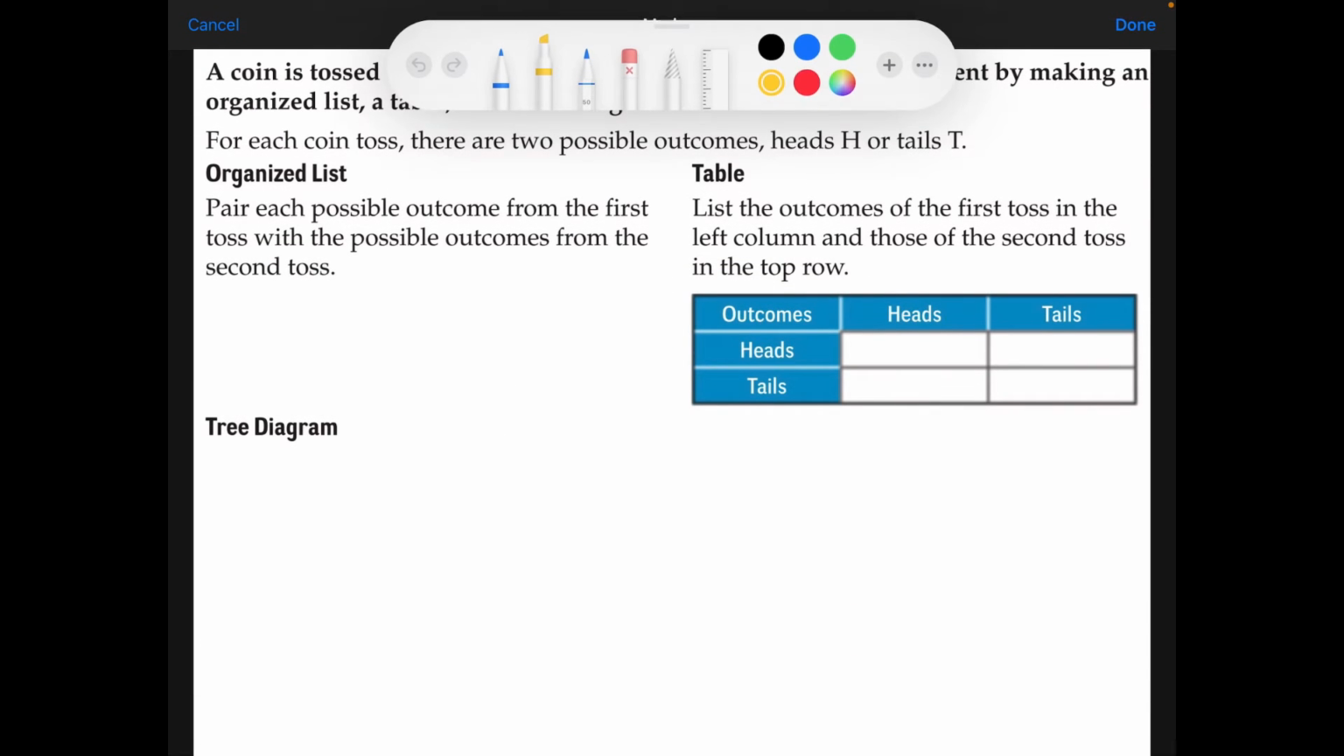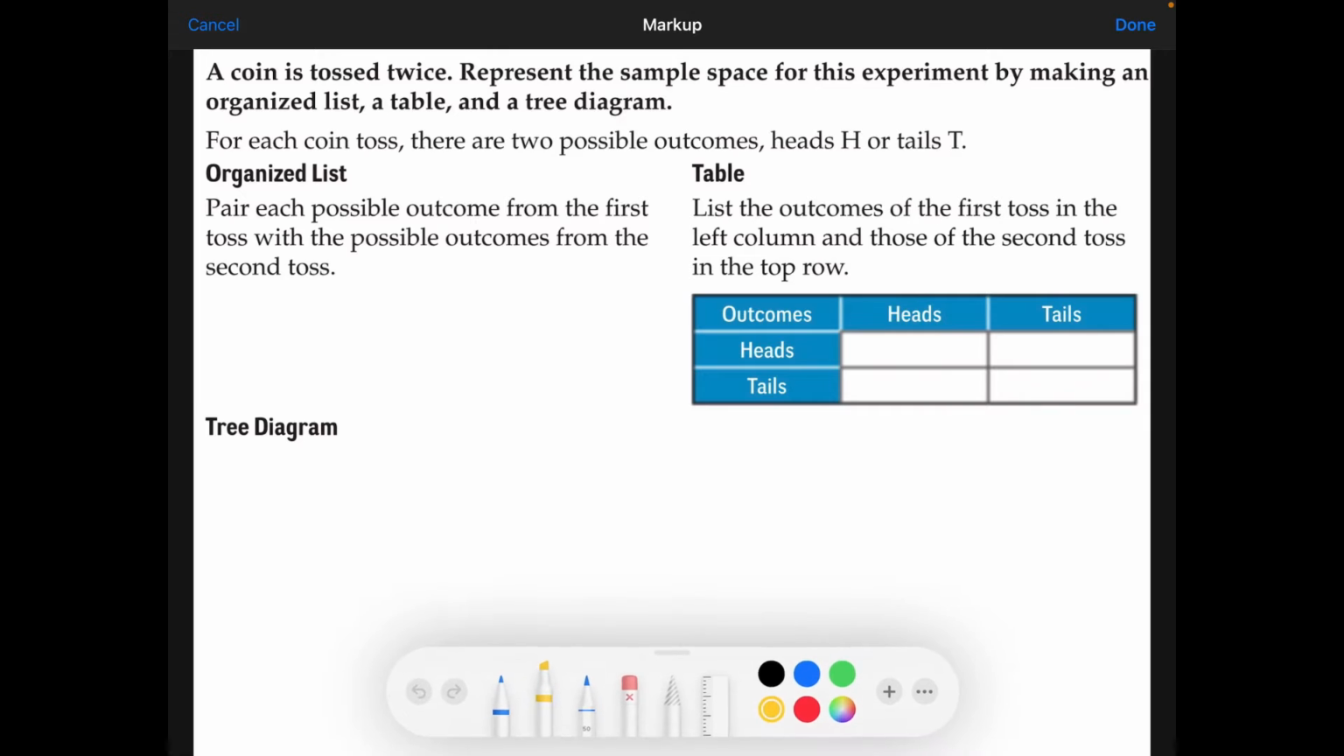So here a coin is tossed twice. Represent the sample space for this experiment by making an organized list, a table, and a tree diagram. So for each coin toss, there are two possible outcomes. If you tossed a coin, like in a football game, if it falls on heads, you know which team gets to start. So there's two possibilities, an H or a T, which stands for heads or tails.